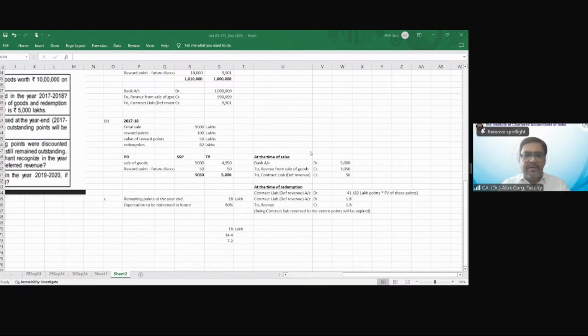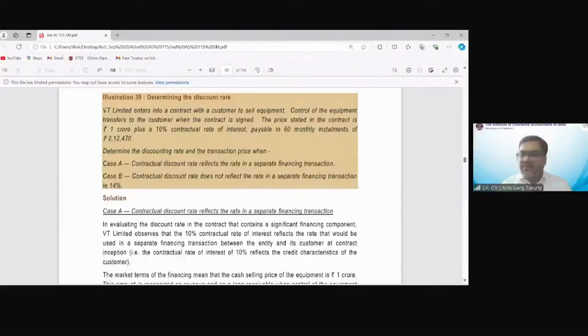Illustration 39, determining the discount rate. VT Limited enters into a contract with a customer to sell equipment. Control of the equipment is transferred to the customer when the contract is signed.